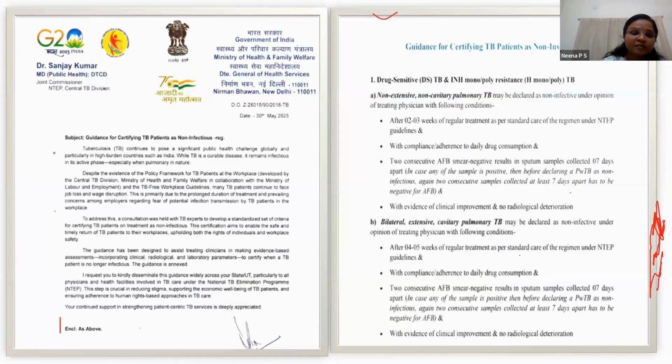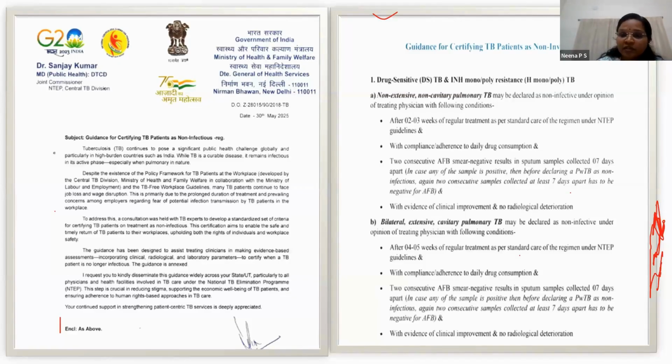Now, this is a document that has been released by the Government of India for certifying TB patients as non-infective. I have projected this only for drug-sensitive TB. A patient who has non-extensive, non-cavitatory pulmonary TB may be declared non-infective if he has taken almost 2 to 3 weeks of regular, compliant medication, and there is no evidence of clinical worsening or radiological deterioration. You can do 2 sputum samples 7 days apart, and if both sputum samples are negative, you can declare him non-infective.